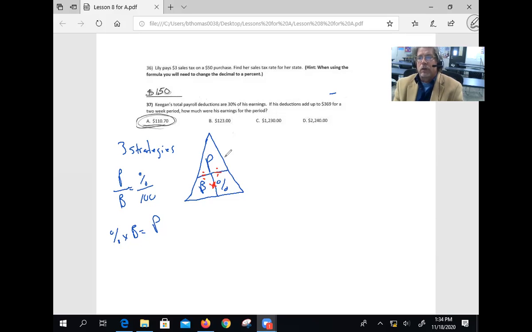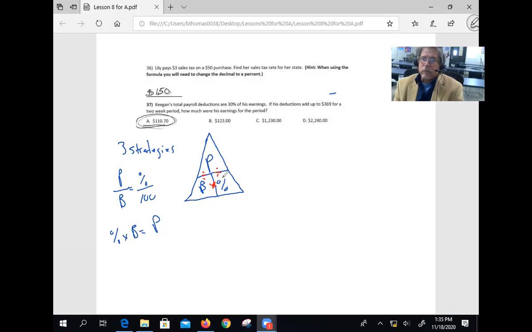Remember, whatever the percent's about is going to be describing the part. And the base is usually the whole amount, or what we also call the initial amount. So if I look at question 36, Lily pays $3 sales tax on a $50 purchase. Find her sales tax rate for her state. Again, hint, when using the formula, you will need to change the decimal to a percent.